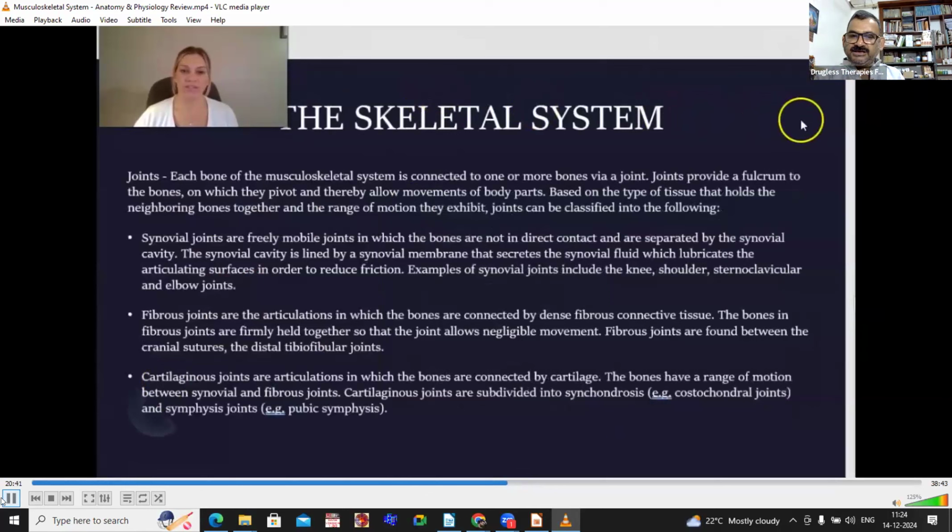Continuing, it is there, page number 99. Skeletal system: we have, as part of the system, joints, and each bone of the muscular system is connected to one or more bones via the joint. See here: synovial joint, fibrous joint, and cartilaginous joints. They are all covered under the OM.